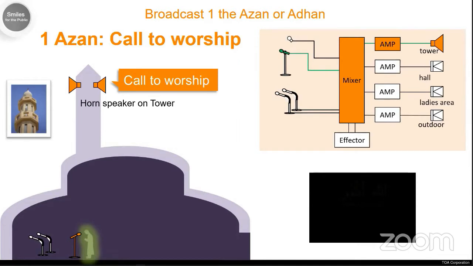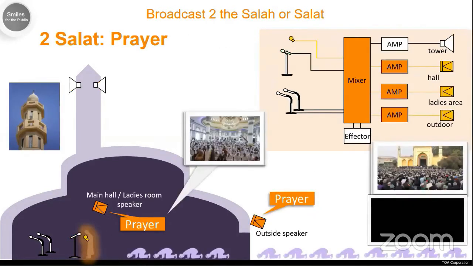The second broadcast that this typical audio system must do is the salat or the salah, which is the prayer. When this is being conducted, usually it does not go through to the horn speakers on the minaret. It is normally routed by the mixer, through the amplifiers, to, quite critical, the hall where the men gather for their prayer, to the ladies' area, as well as sometimes to the spillover or outside area if the main hall is filled up.